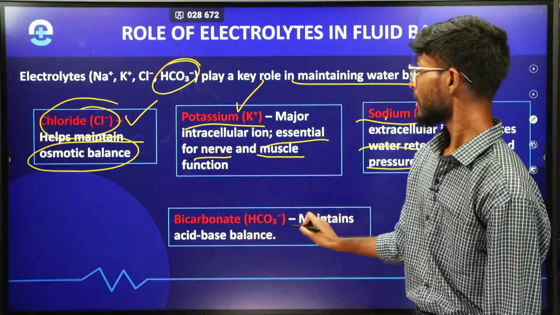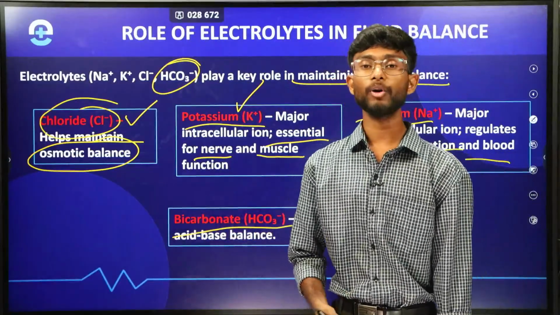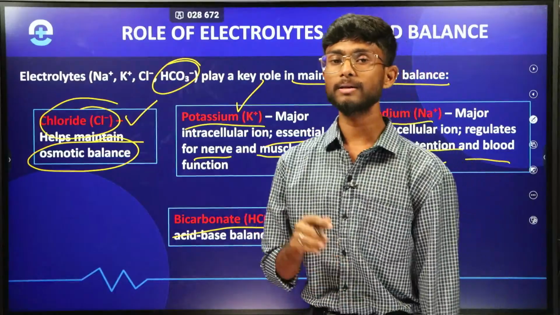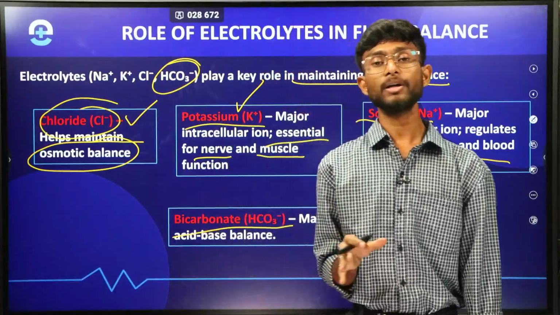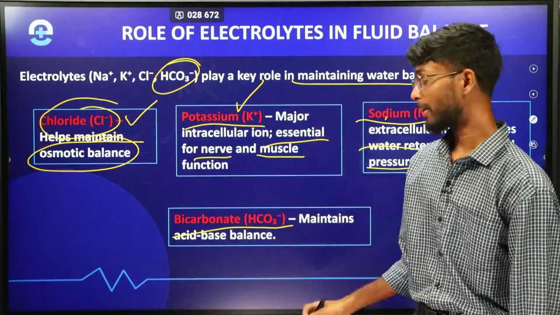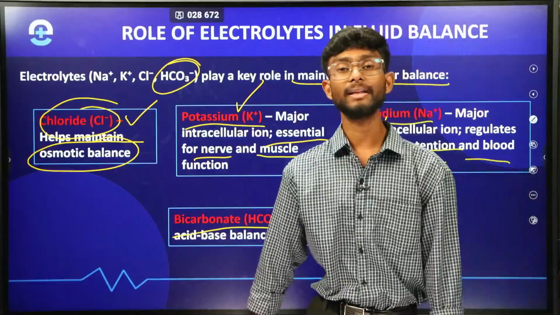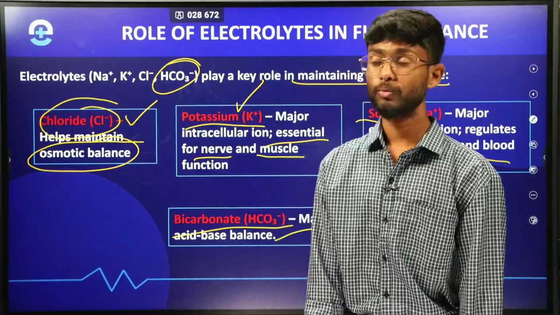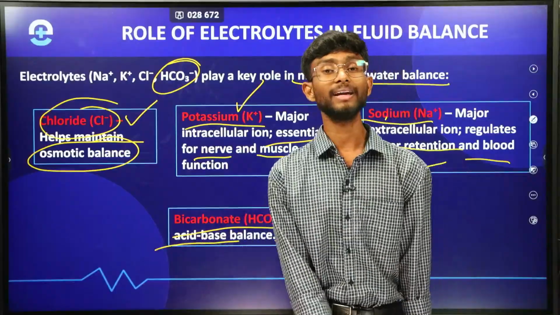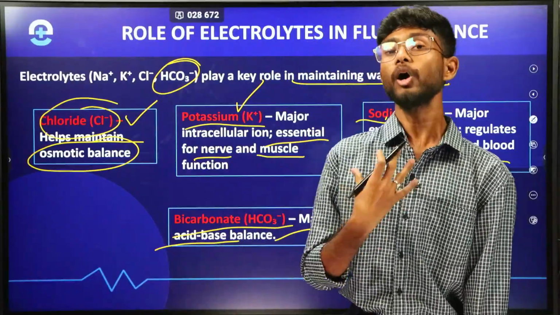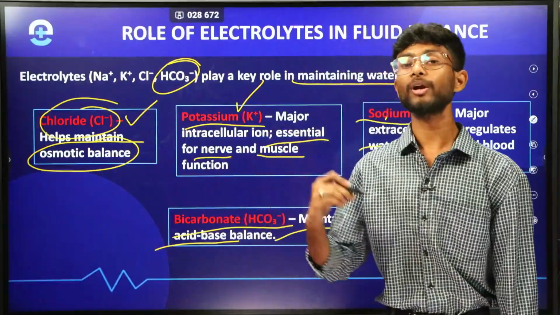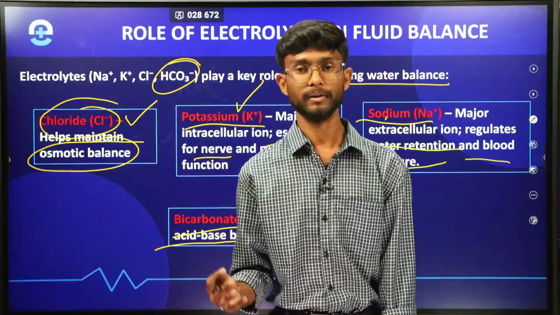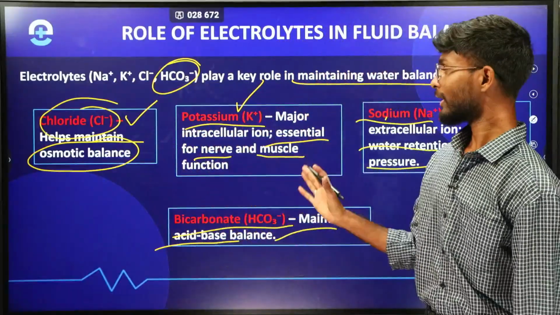And next is bicarbonate, that is HCO3. These bicarbonates are electrolytes which are important for maintaining the acid base balance. For maintaining the acid base balance in the human body, the bicarbonate ions are very important. That is also one of the electrolytes.